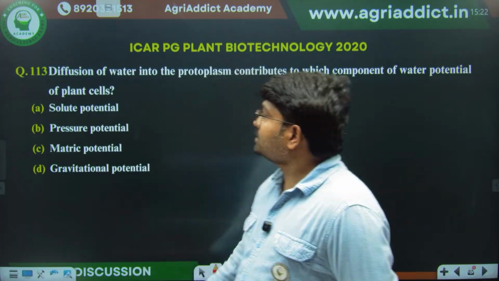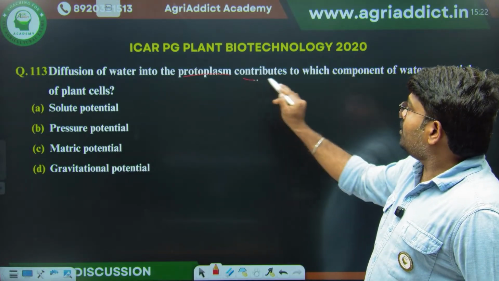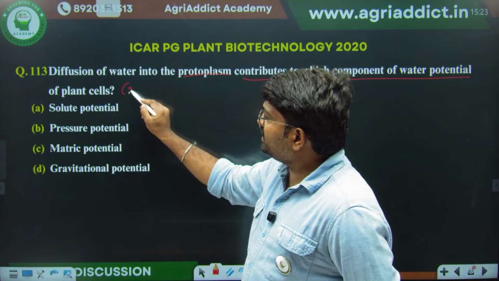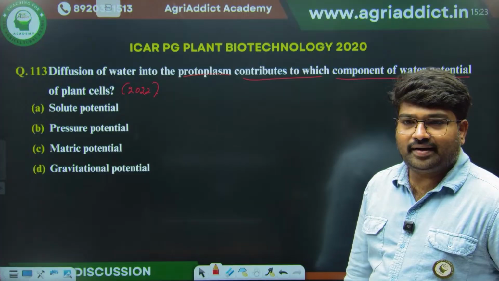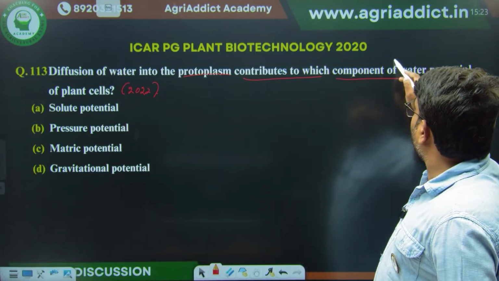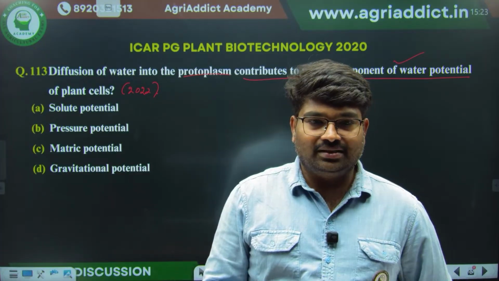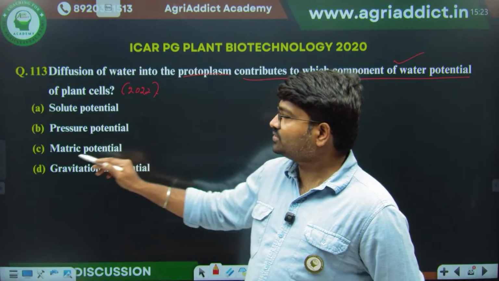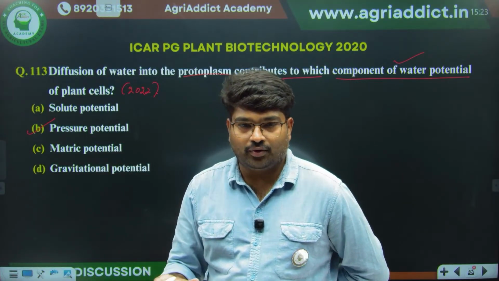Very good. Diffusion of water into protoplasm contributes to which component of water potential? They asked this in 2022 also. Diffusion of water into protoplasm contributes to which component of water potential of a plant cell? Solute potential, pressure potential, matric potential? Yes, if water is entering the cell, pressure potential will be contributed.